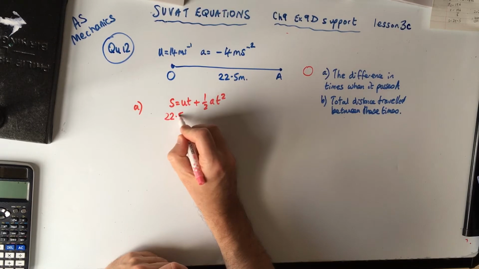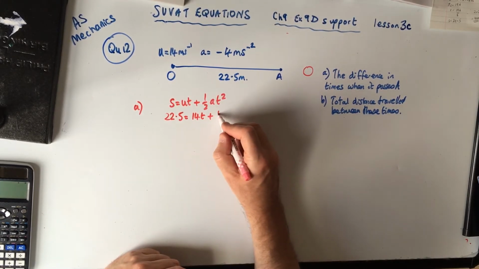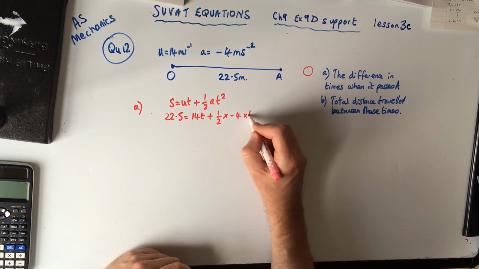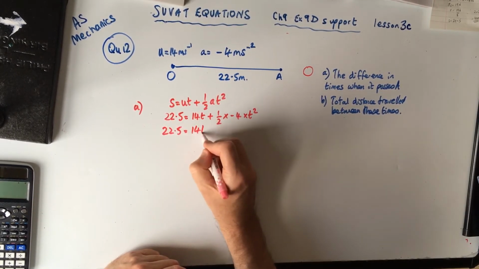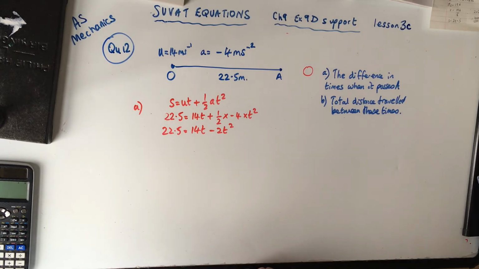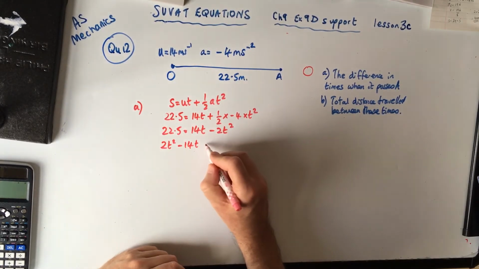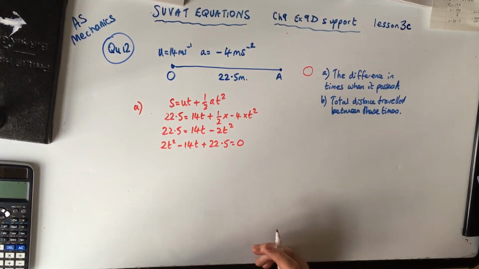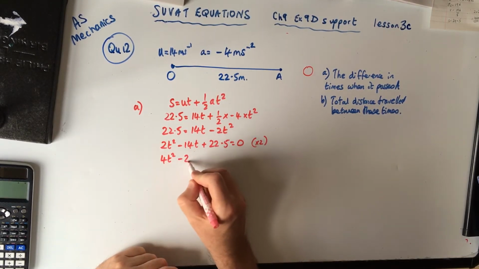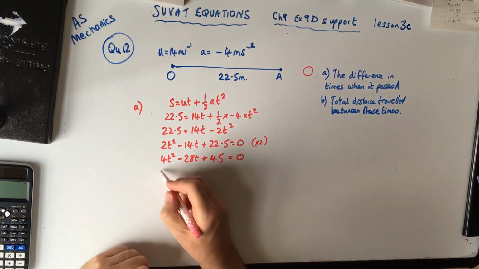So we've got 22.5 is equal to ut, 14t, plus a half times minus 4 times t squared. So 22.5 is equal to 14t minus 2t squared. Okay, so if we take everything over to one side, we've then got 2t squared minus 14t plus 22.5 is equal to 0. I'm going to double that, because I'm going to attempt to factorise it. So I get 4t squared minus 28t plus 45 is equal to 0. Is it going to factorise?